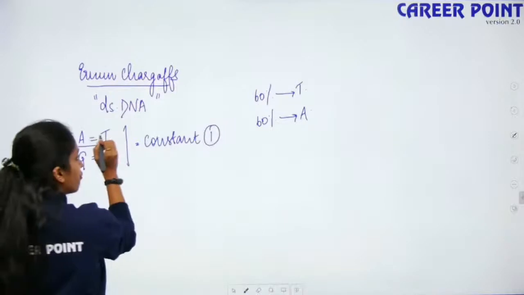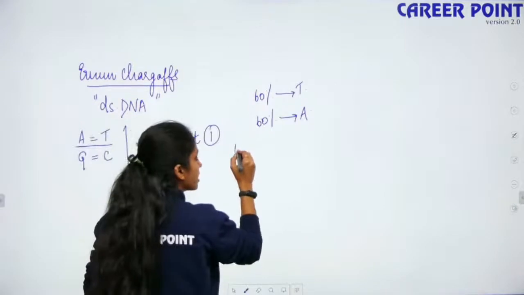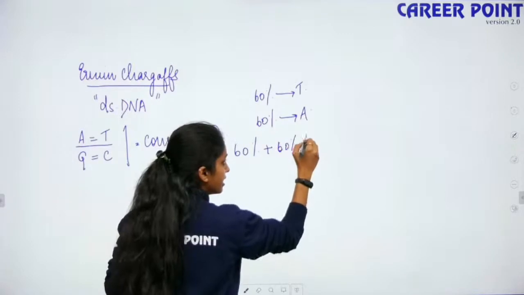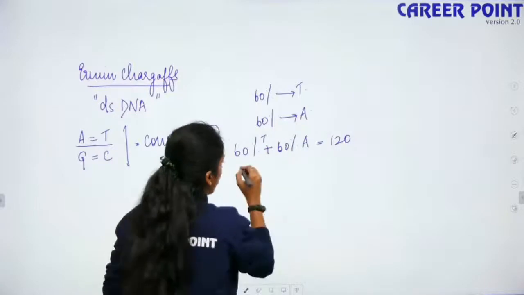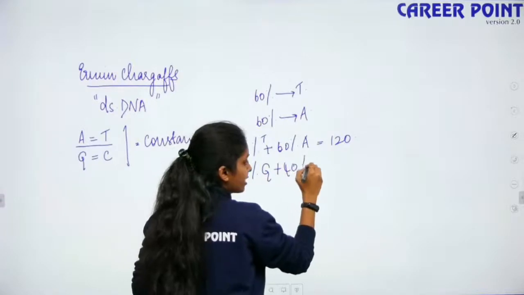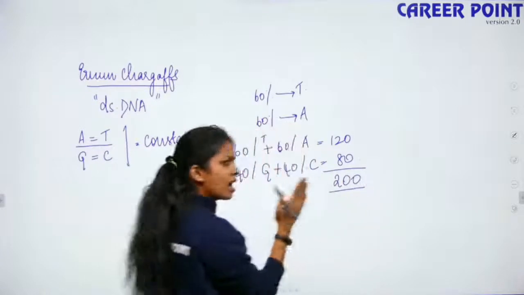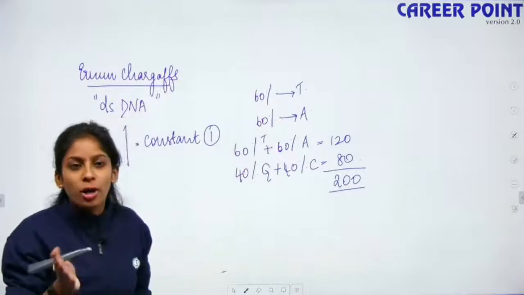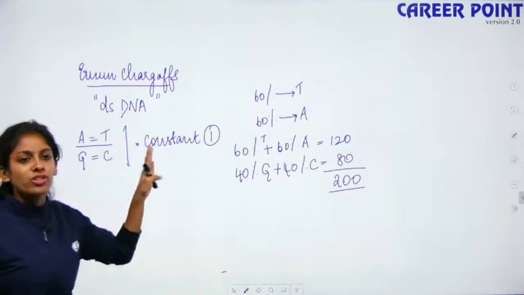But okay, so this I have found out, this is 60 and 60, but it is equal to 1, right? So 60% thymine plus 60% adenine is 120, right? So here 40 can be my guanine plus 40 can be my cytosine, which is 80, which makes the whole 200. It can be 100 also, okay, it depends. But since I gave 60 and 60 as the example, it cannot be 100. So here it is 200. So this is how you calculate. This is Erwin Chargaff's rule.